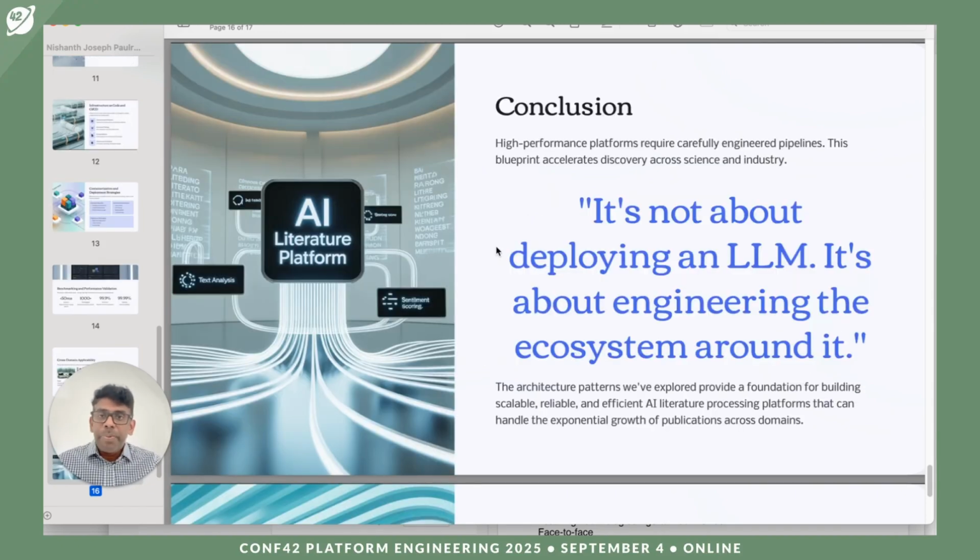Conclusion. High performance platforms require carefully engineered pipelines. This blueprint accelerates discovery across science and industry. It's not about deploying an LLM for our need. It's about engineering an ecosystem around it. Then only can we achieve the accuracy, the speed, and also keep up to date to avoid outdated information being transmitted to the critical science community. The architecture patterns we have explored provide a foundation for building scalable, reliable, efficient AI literature processing platforms that can handle exponential growth of applications across domains.